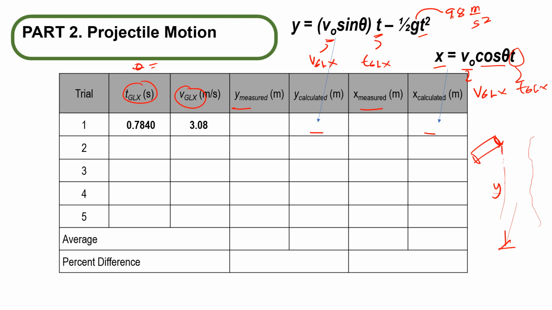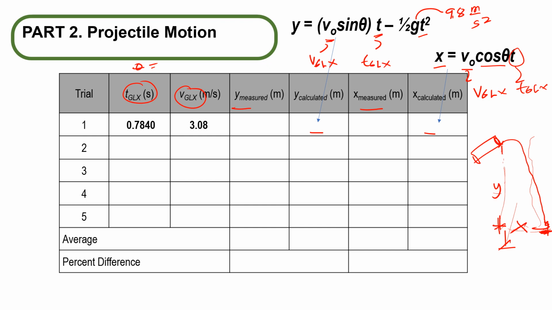For example, this is the time of flight accessory, and then the ball will land here. So we need to measure the x horizontal displacement from this point to that point, so that's actually the value of the x measured. So we now have the y measured, the y calculated, the x measured, and the x calculated. We need to perform this experiment in 5 trials. Then we have to measure the y and also compute for the y calculated for all the trials.